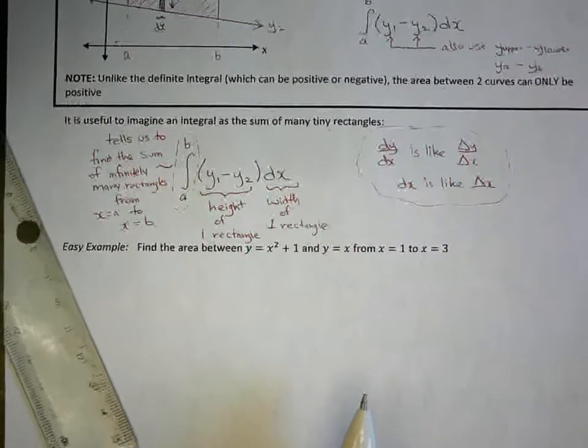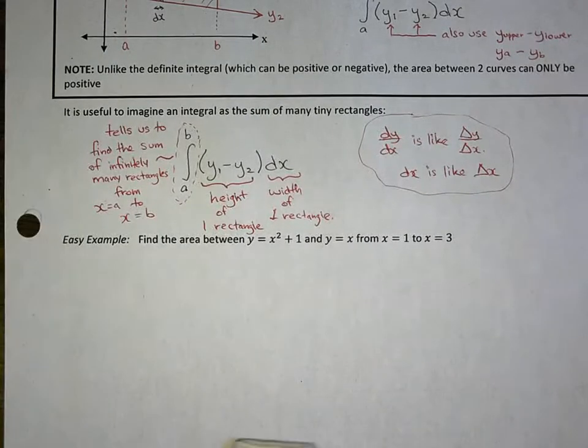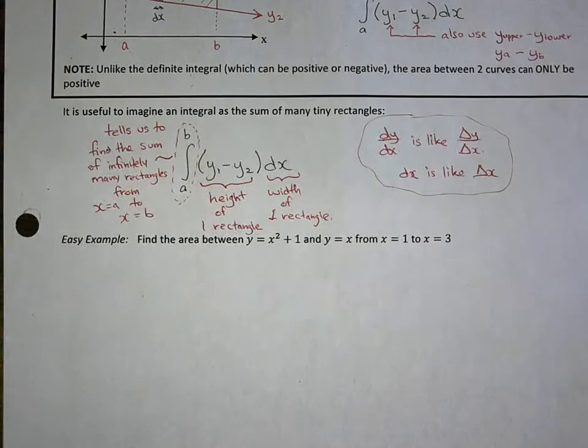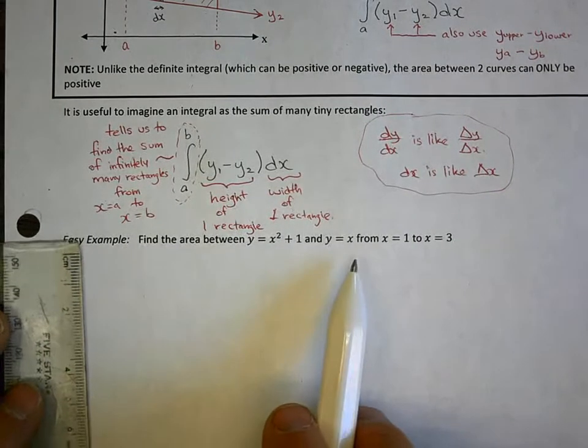Let's try doing this question. We'll find that the setup is really the hardest part. Then we're just doing integration. Find the area between y equals x squared plus 1 and y equals x.